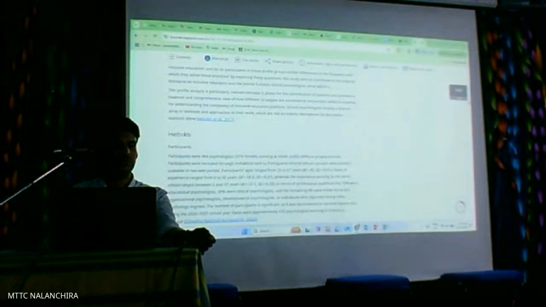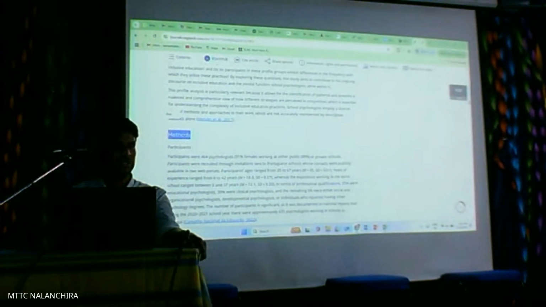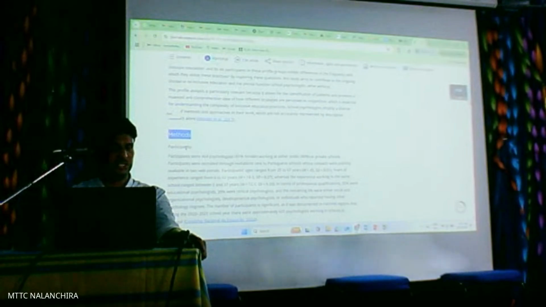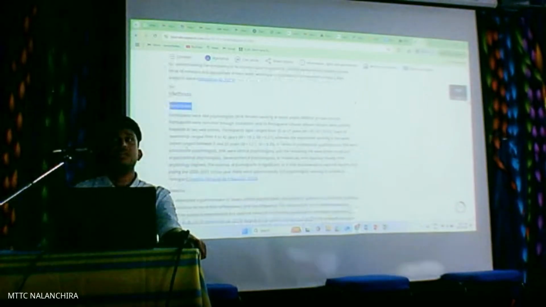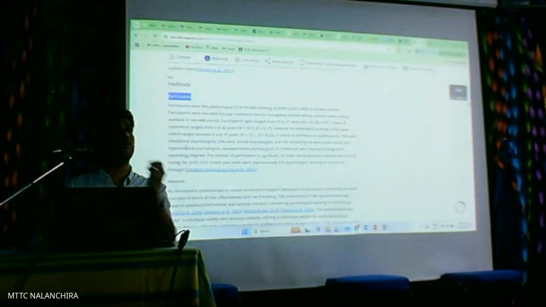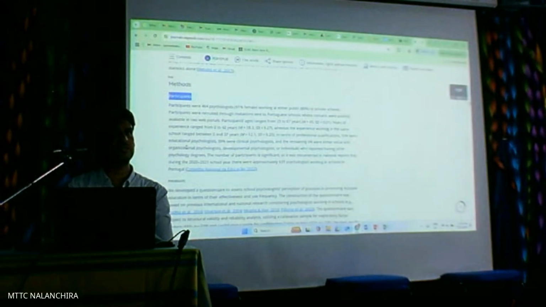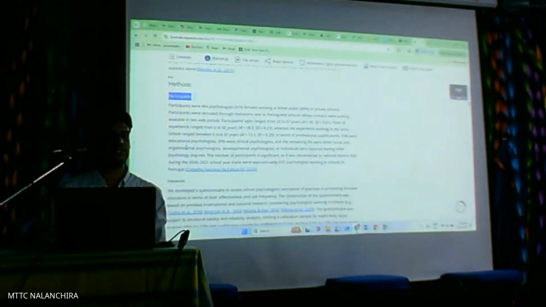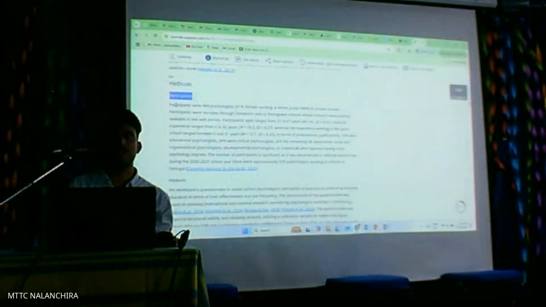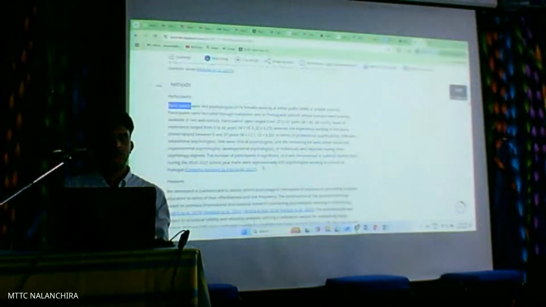Method, I told you, methods. There will not be methodology, methods. Directly they come to the participants. Generally about the sample, Indian people write that 300 samples, 150 boys and 150 girls. This will not work internationally. They need a detailed description. See the description? What is the description?